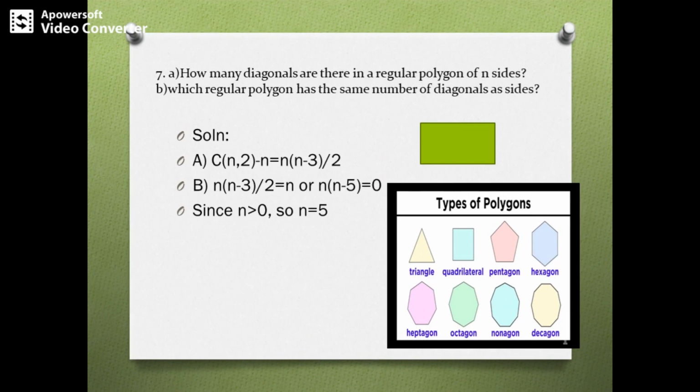So next, we are supposed to find the diagonals which are there in the regular polygon of n sides. If you take a regular polygon, you can refer to what is meant by a polygon, a set of lines. See here, a triangle is a polygon, a quadrilateral is a polygon, a pentagon is a polygon, a hexagon is a polygon.